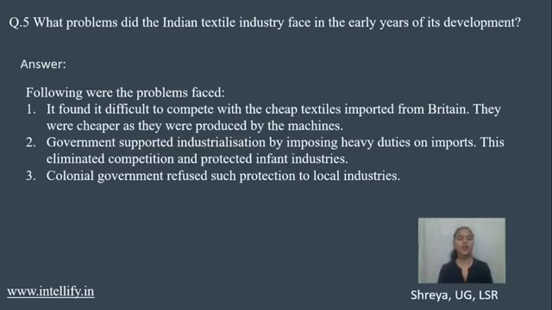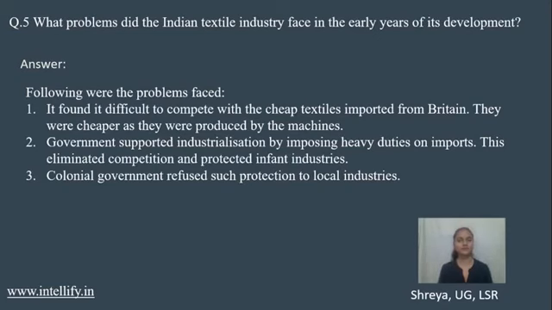Third, the colonial government refused such protection to local industries. The colonial government, the British government, was not giving such protection to the Indian textile industry as was being given in other countries. So the situation became very difficult for the Indian textile industry.